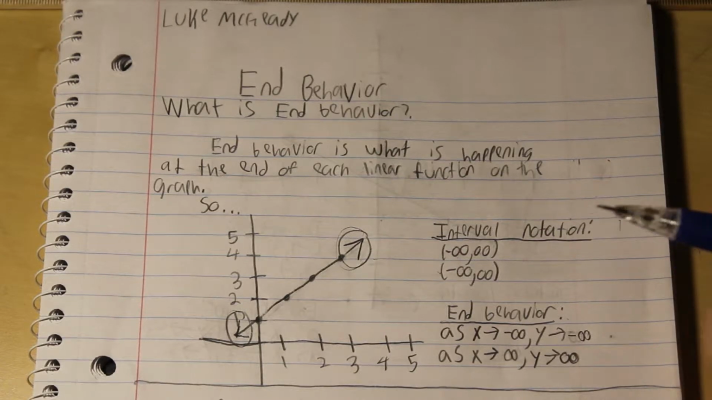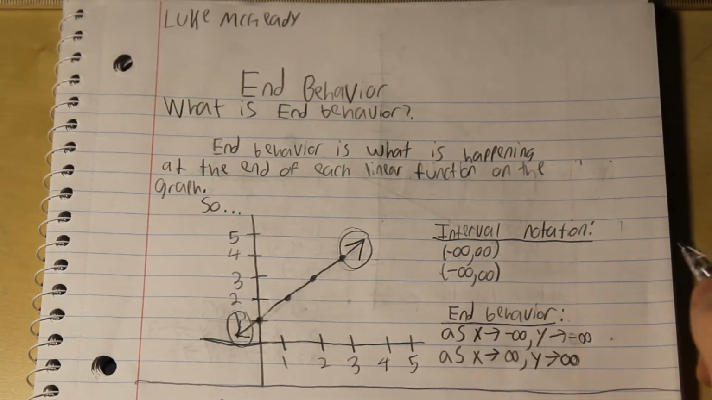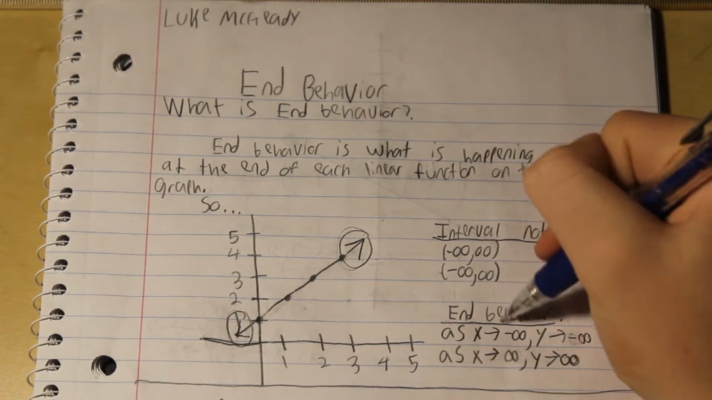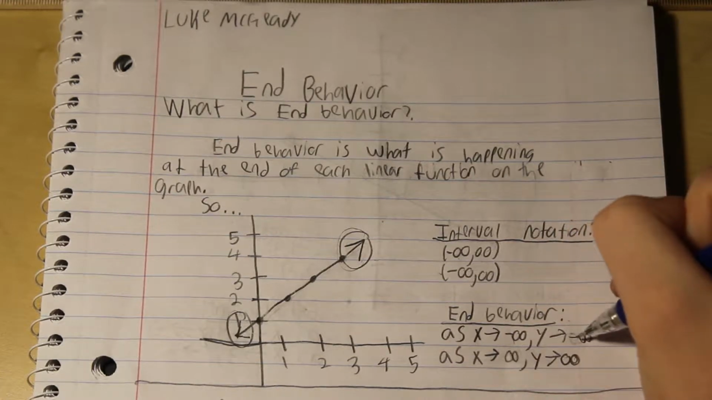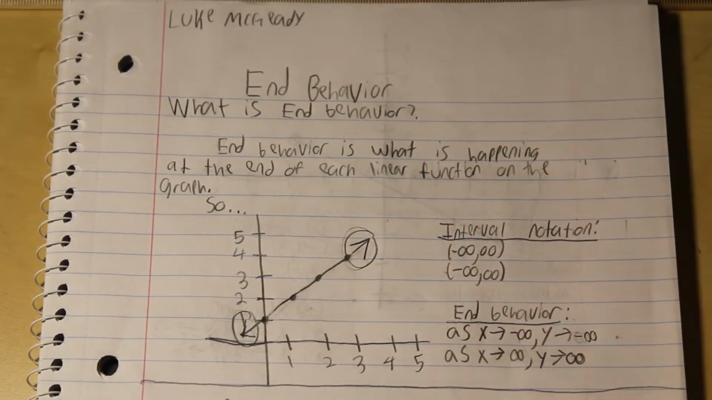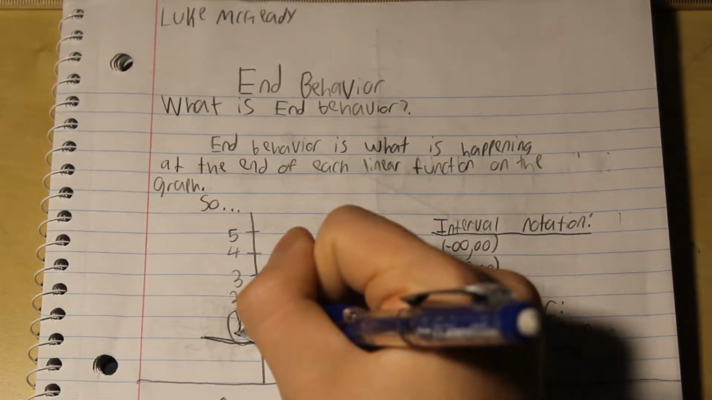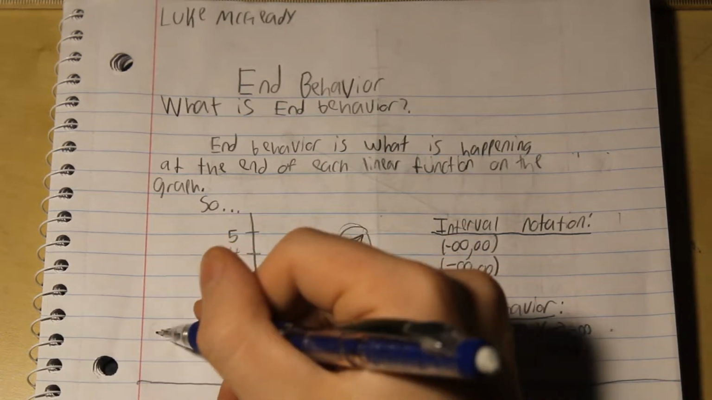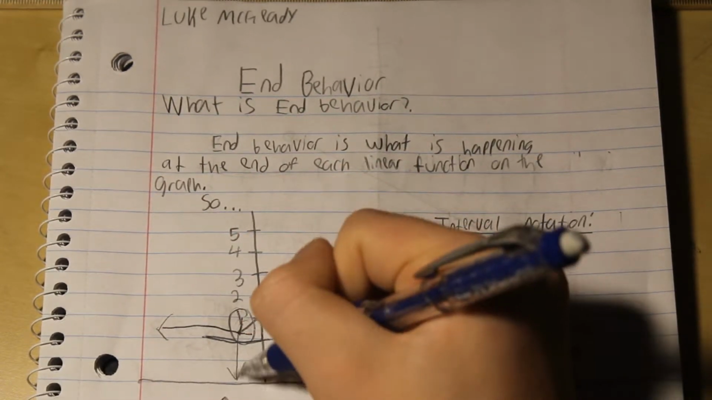And end behavior will always have "as x approaches," which is what this arrow means, and then we plug in our first domain value. So negative infinity, y approaches negative infinity as well. It means we plug in our first y value. And that's because right here, as x is approaching negative infinity, which we continue on that way, y is also approaching negative infinity by going constantly down.